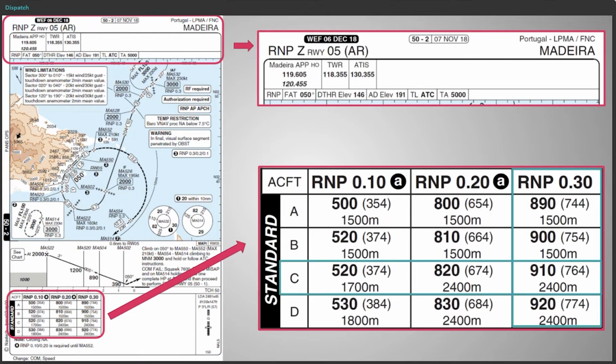RNP 0.3 approach value: 910 feet above mean sea level or 764 feet above ground level. RNP 0.2 approach value: 820 feet above mean sea level or 674 feet above ground level. RNP 0.1 approach value: 520 feet above mean sea level or 374 feet above ground level.